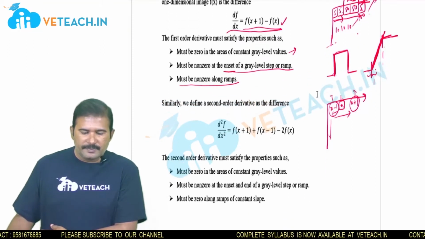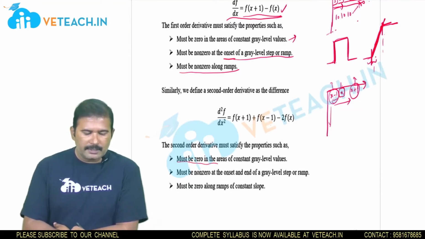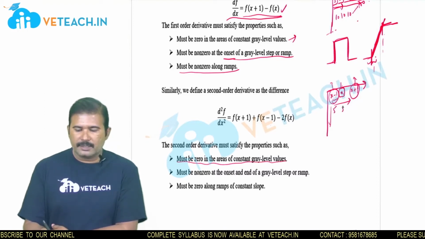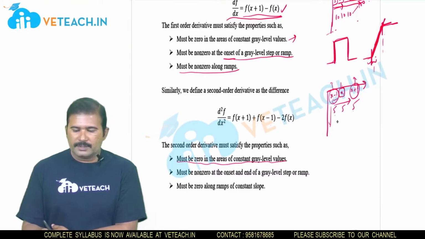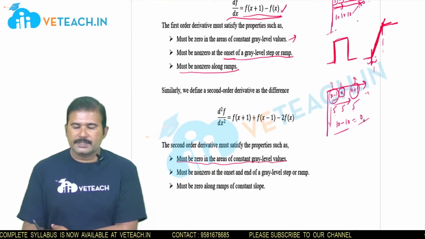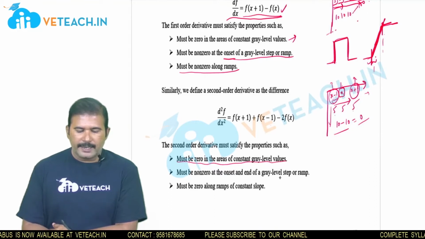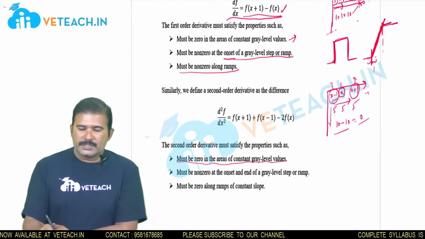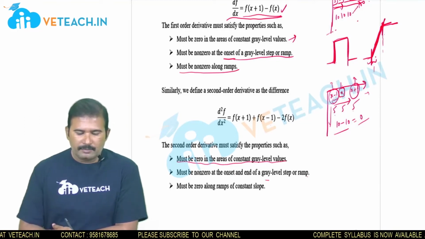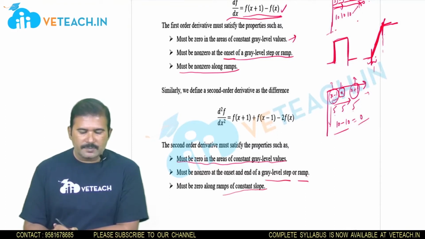So there is a slight change between the first order and second order derivative properties. Similar to the first order derivative, the second order derivative is also 0 at constant gray level values. That means if you assume here all are 5, 5 plus 5 is 10, minus 2 into 5, which is 10. If you calculate the second order derivative in the x direction, it will be 0, and it should be non-zero at the onset and at the end of the gray level step or ramp. So this is called the onset and this is the end. Here also, at the onset and end of the gray level step or ramp, it should be non-zero. It must be 0 along the ramps of constant slope.